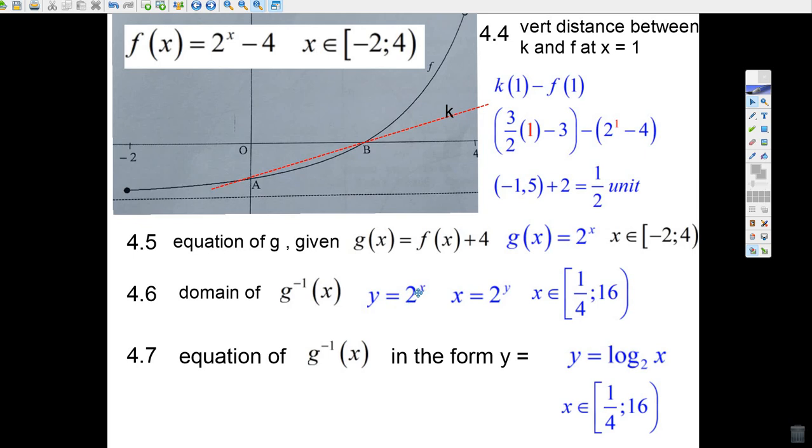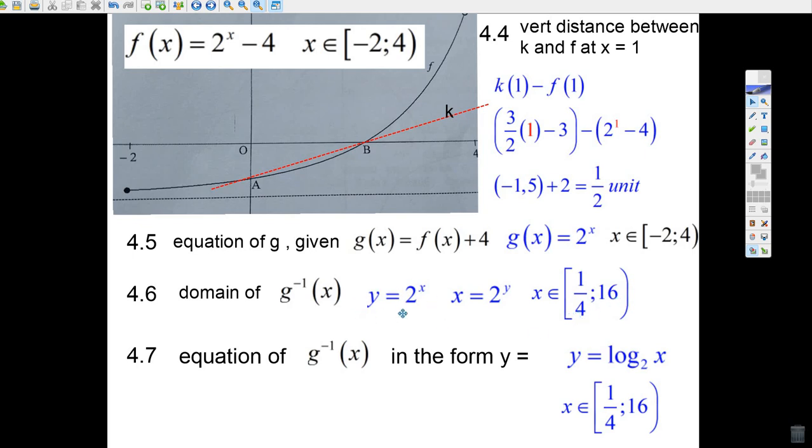Y equals 2 to the x. Well, the inverse function is x equals 2 to the y. Well, what's the domain of that? Well, you know, the domain of this new function is whatever the range of the old function is. Well, let's take a look at the range of the old function. Well, if we put minus 2 in there, that's 1/4. 2 to the minus 2 is 1/4. And if we put 4 in there, 2 to the 4th is 16.